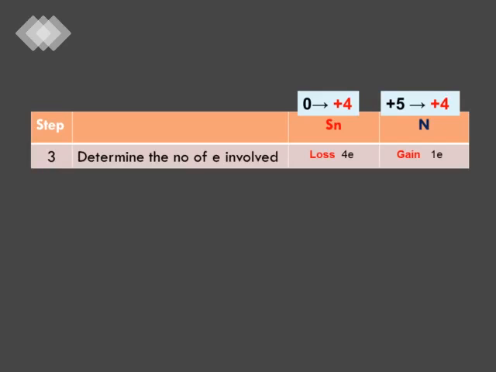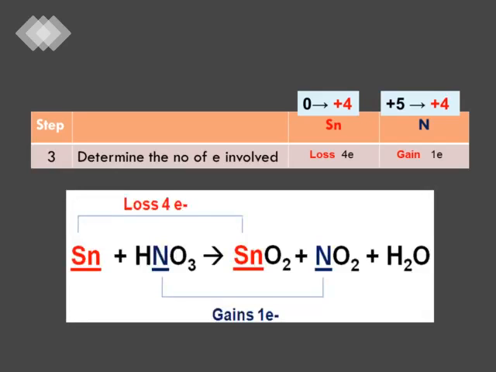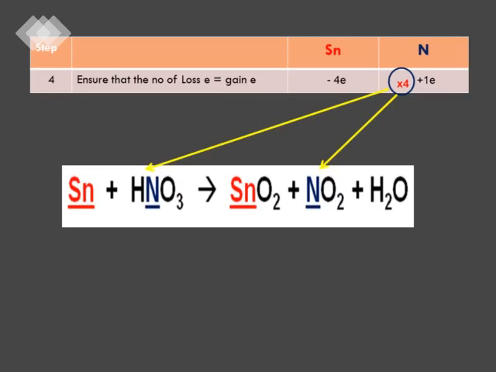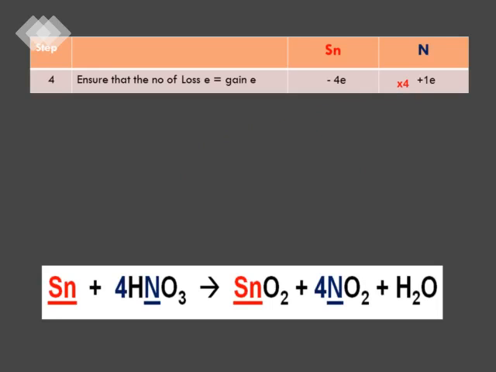The overall electron transfer process can be summarized as follows. Now, ensure that the number of electron loss equals the number of electron gain. Therefore, we know that stannum lost 4 electrons and nitrogen gained only 1 electron. Therefore, to balance the electron loss and the electron gain, we need to multiply the number of electrons at nitrogen with 4. And we include this in the reaction equation, and we get the overall reaction as the following.